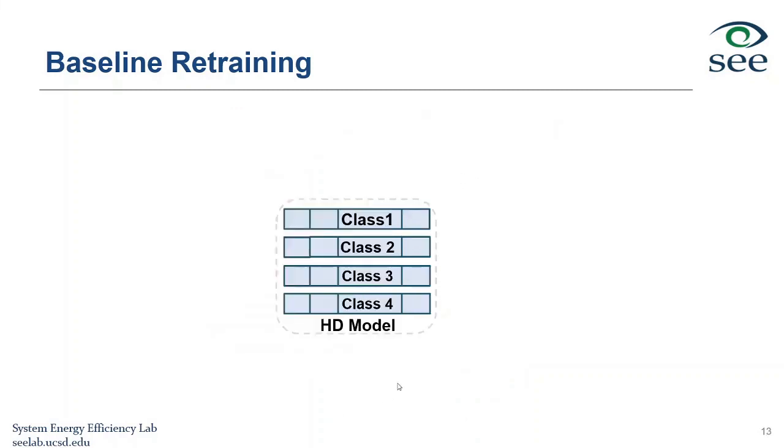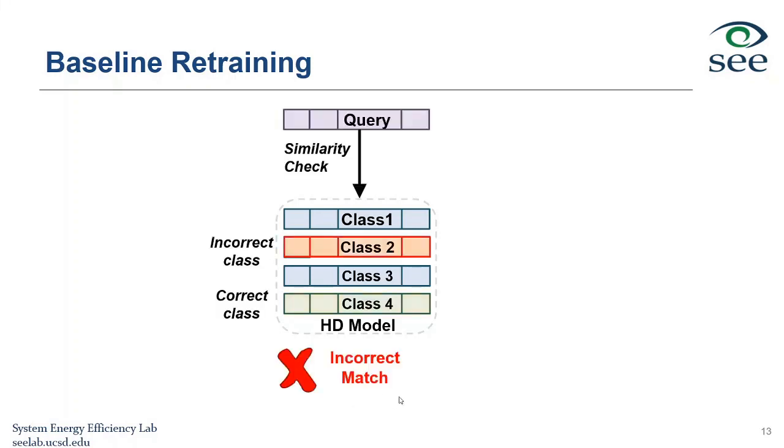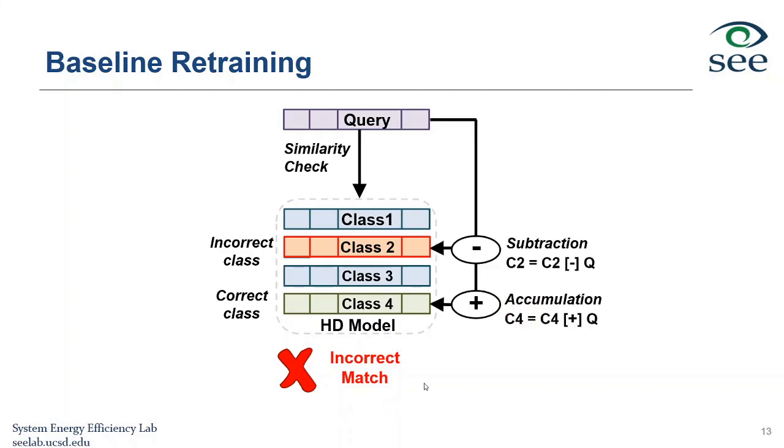However, let's say it was an incorrect match. In this case, we incorrectly classified it as class 2 when it was supposed to belong to class 4. Then we have to subtract the query from the wrongly classified vector and add it to the correct one. This makes the correct one more similar to the query and the incorrect class less similar. And by doing this over all of the samples for multiple iterations, we can stabilize to a more accurate model.